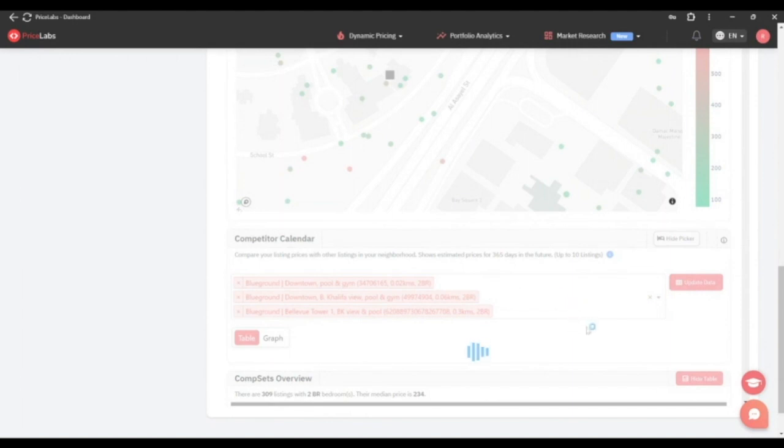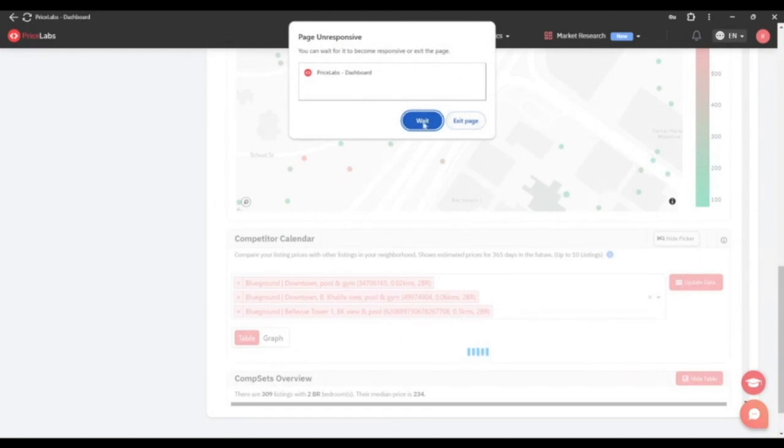And then if I do update data, although Blue Ground may not be the right properties to pick, because Blue Ground is more a midterm provider. But what you start to see is their prices that we see on Airbnb come up here. Okay. So give it a second.